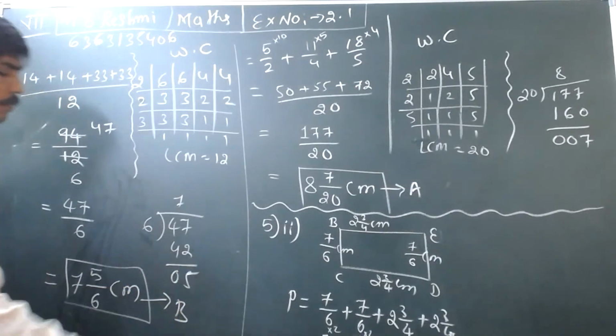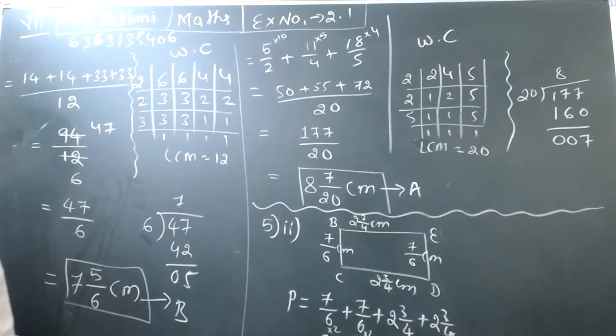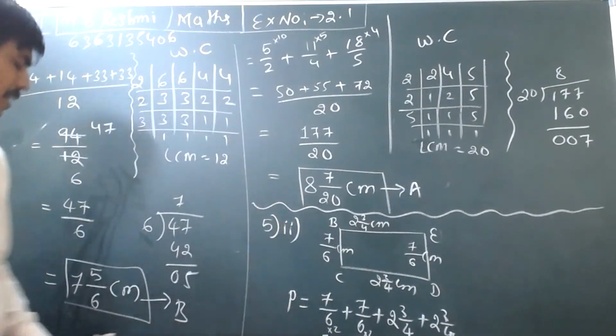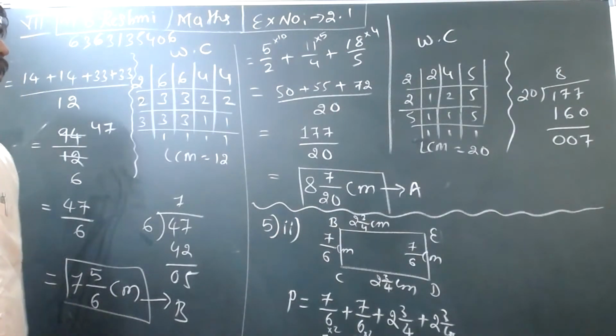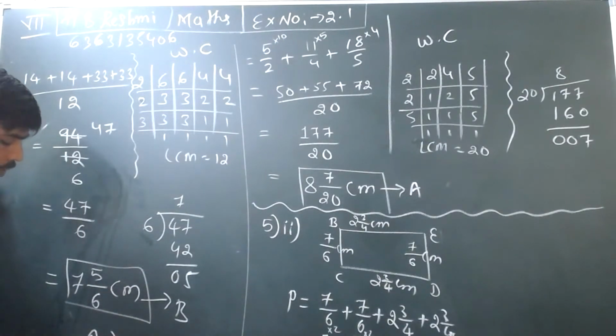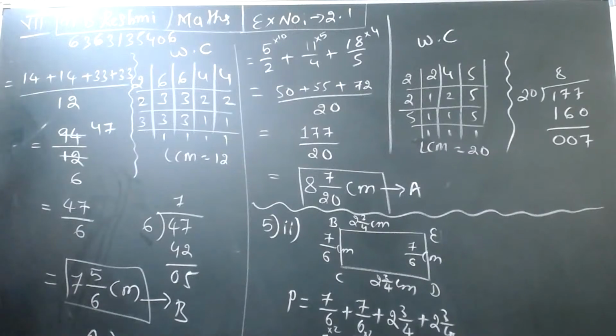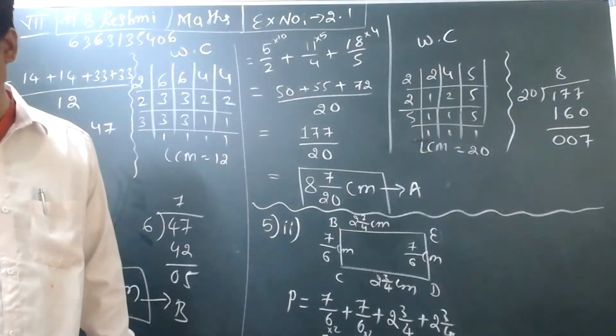Now can you say for me A is bigger or B is bigger? In whole number place 8 it is. In whole number place 7 it is. 7 is bigger or 8 is bigger? It is A. A is bigger than B. What is the meaning of this? They asked the question whose perimeter is greater.